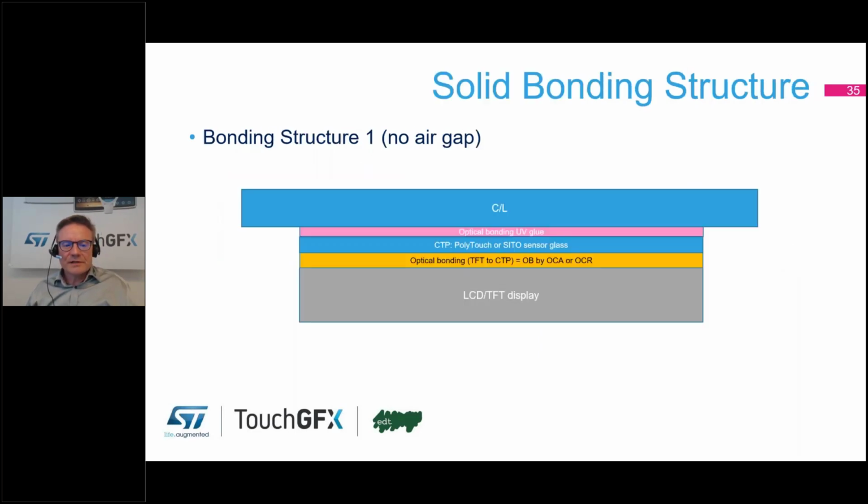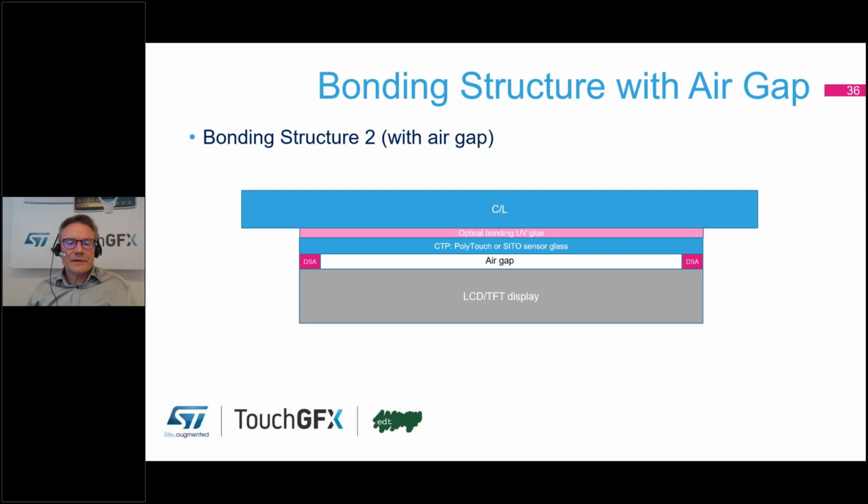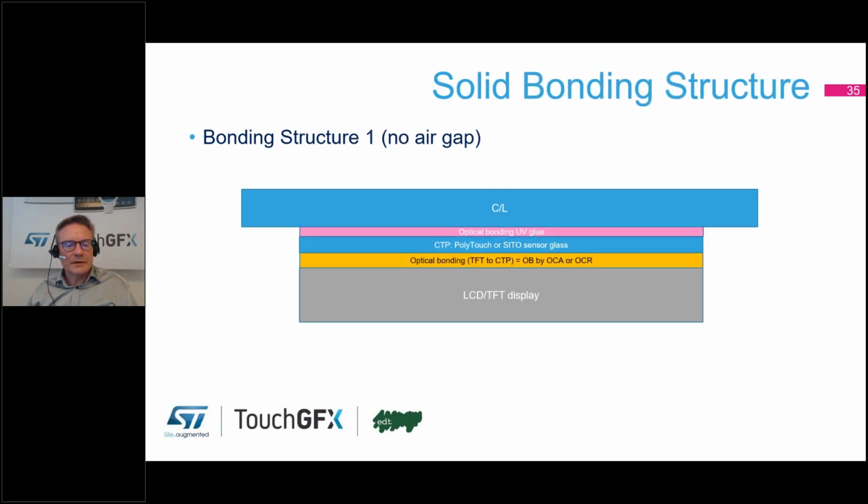So I've been mentioning this bonding structure quite many times. If we have a cover lens, we have a sensor, and we have it bonded together optically, and then there's a display. If we fill that air gap with optical bonding, you can see it's a very solid structure in comparison to the structure with an air gap, which is very typical in most industrial applications. But nowadays, a lot of customers will want this optical bonding instead.